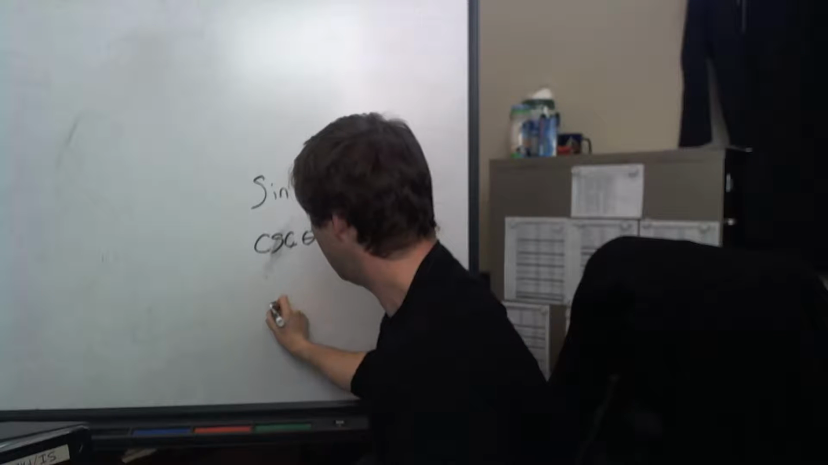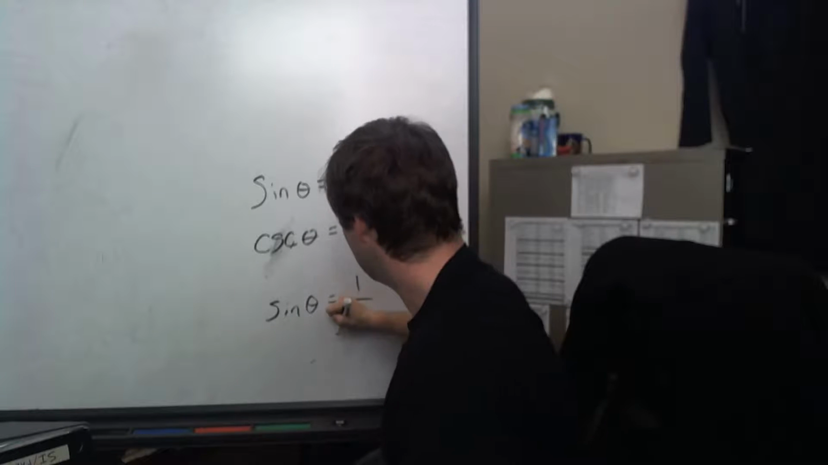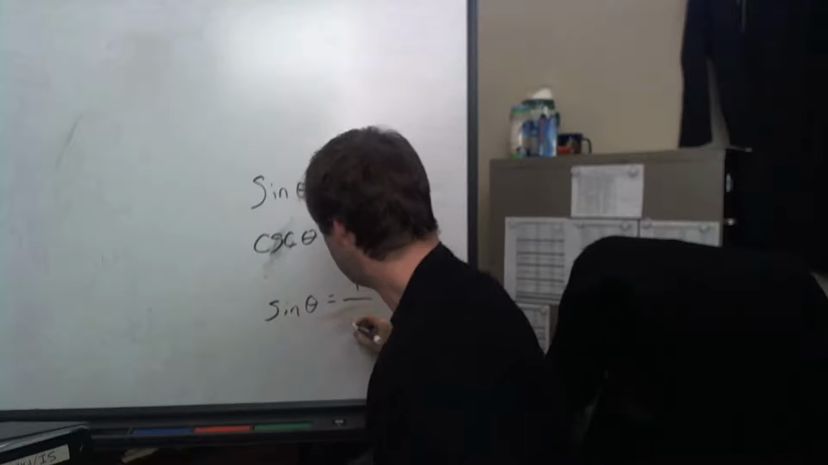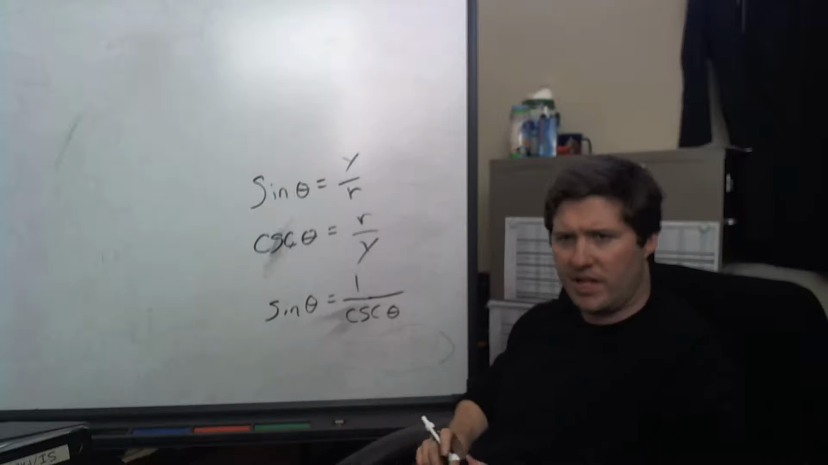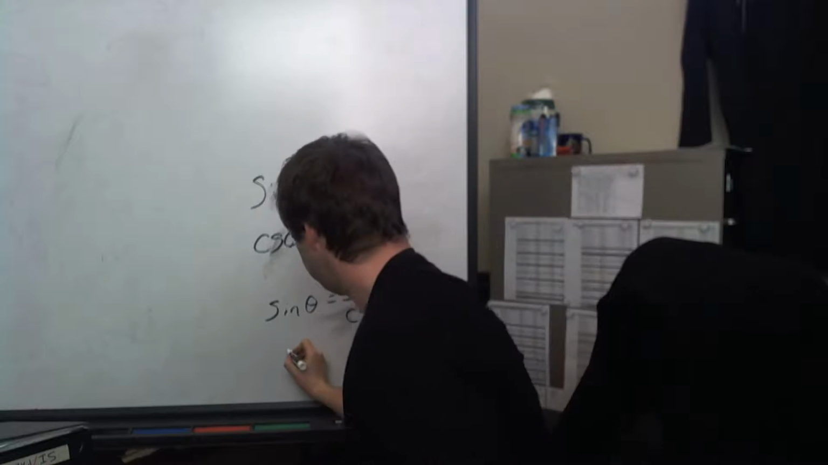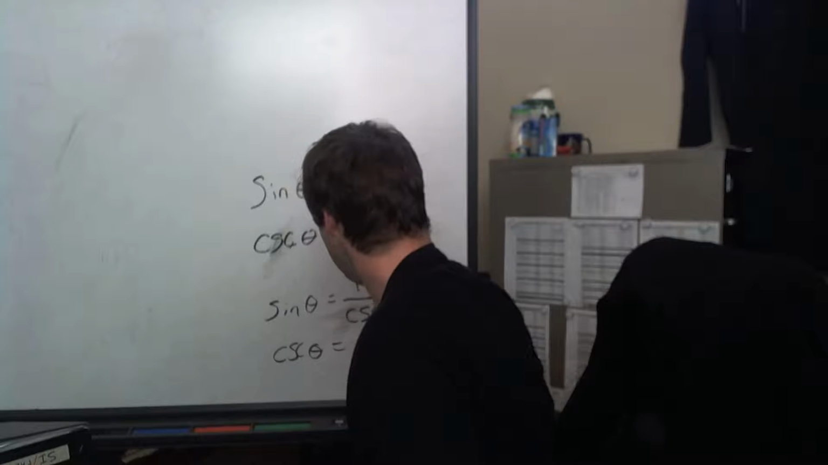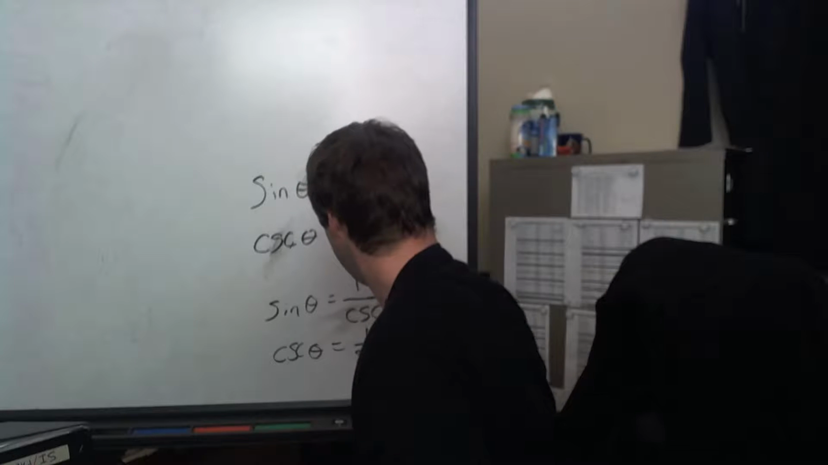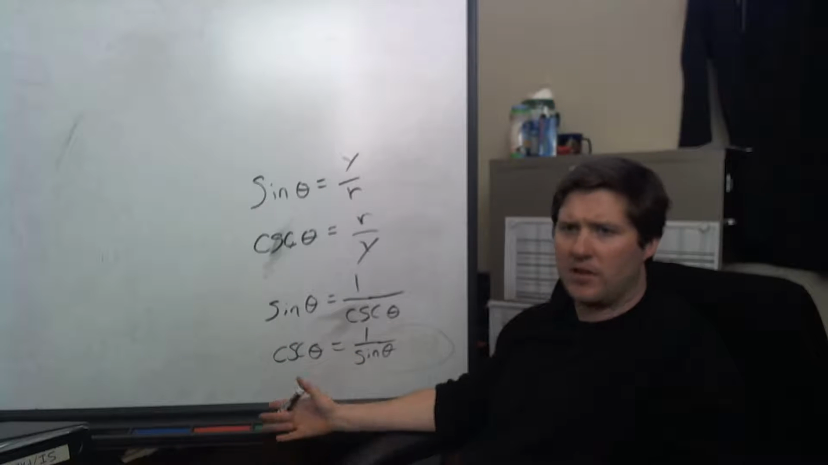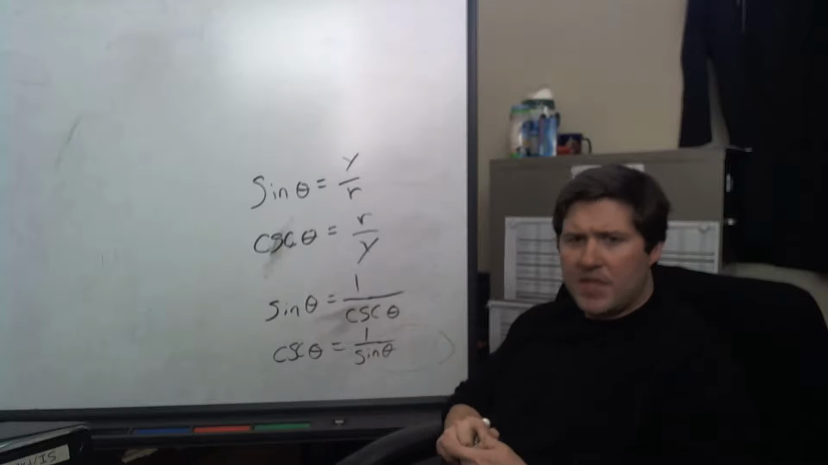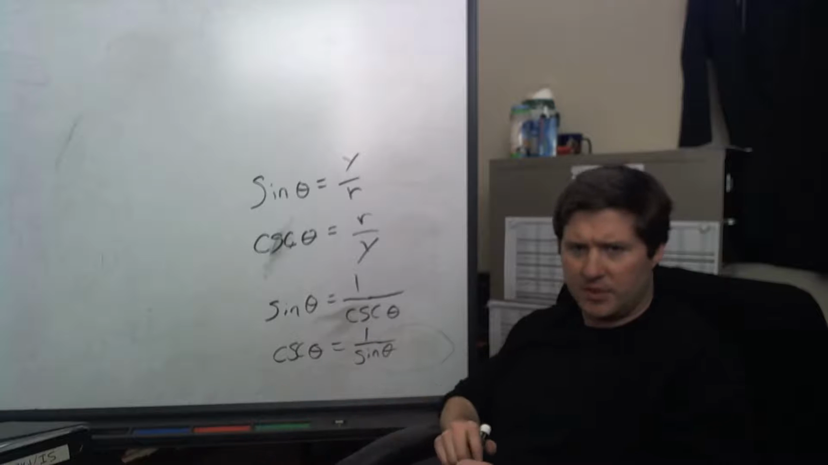And we write that as sine of theta equals 1 over the cosecant of theta. You could also write it the other way. Cosecant of theta equals 1 over the sine of theta. So either way, these are both reciprocal identities of one another. They both tell us the same thing. Same for cosine and secant. Those are reciprocals, and tangent and cotangent are reciprocals.